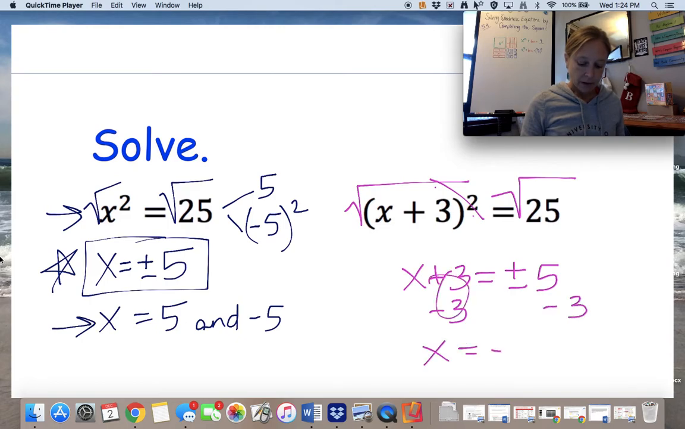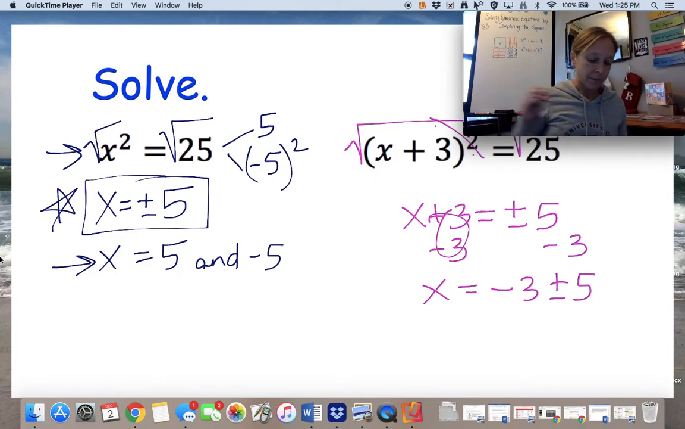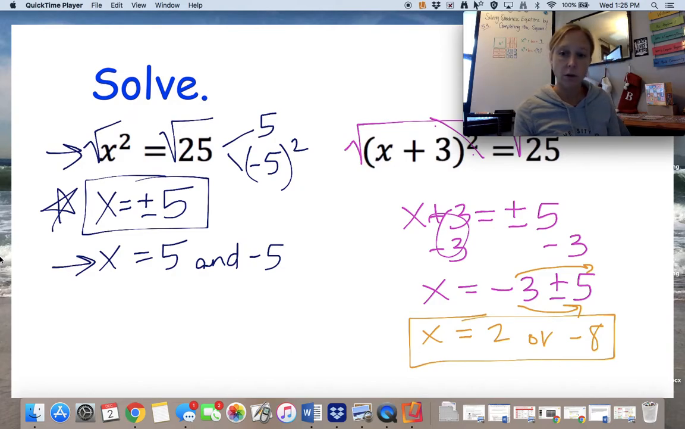And what I have here is negative 3 plus or minus 5. I'm going to keep going with this and solve this to find out what my two zeros are. And to keep going with this, what I need to do is negative 3 plus 5. So I'm going to solve it once by doing the negative 3 plus 5. And negative 3 plus 5 is positive 2. Or I'm going to solve it down below. Negative 3 minus 5 is negative 8. So I have two solutions. 2 and negative 8 are the two zeros of this quadratic. Okay.